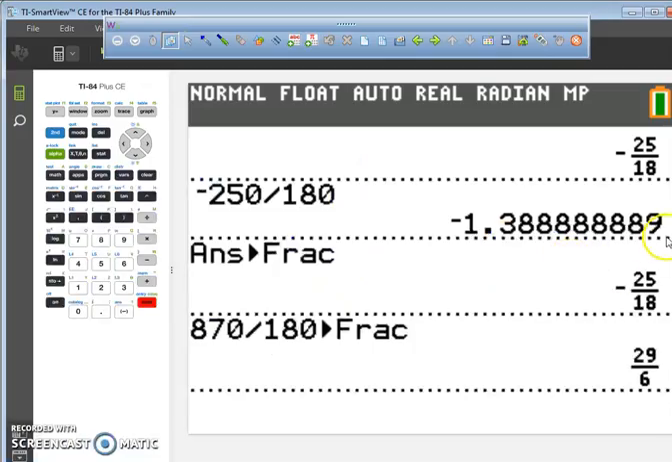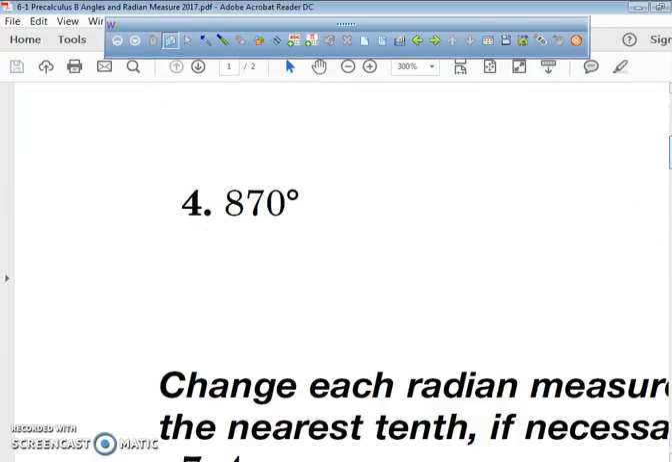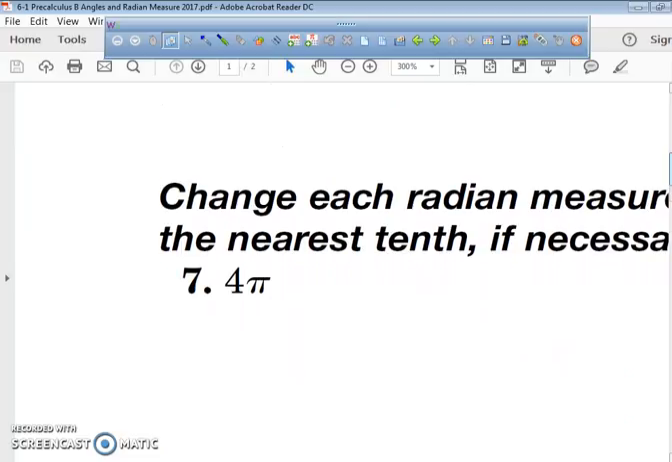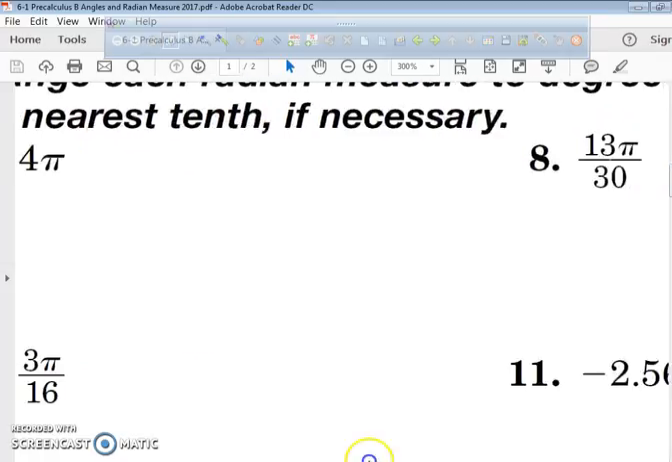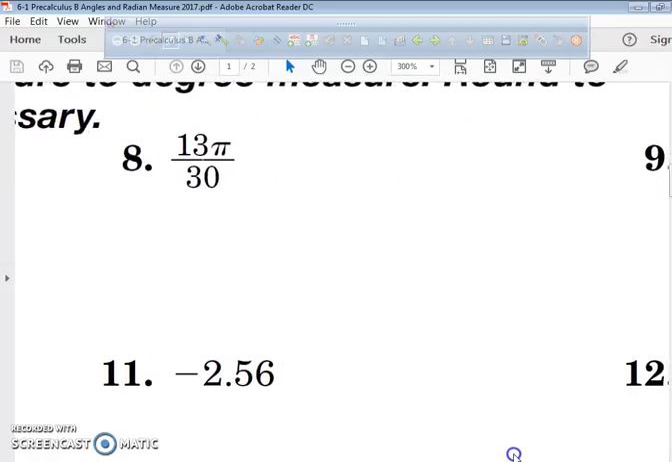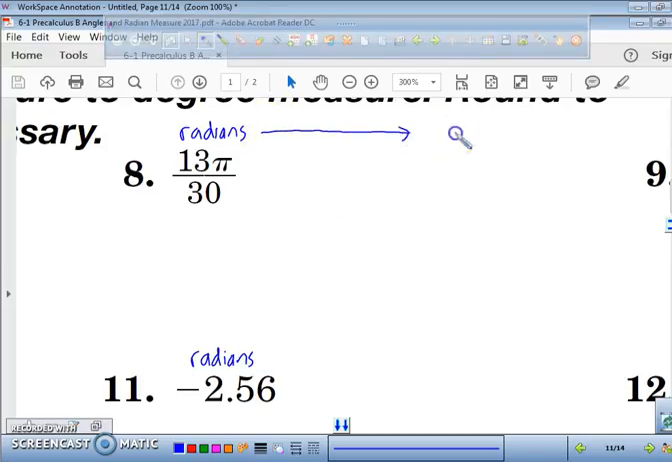What we're going to do next, alright, we're going to go down to the next part, which says change all these from radians to degrees. So we're going to go over to problems 8 and number 11. So right now, problem number 8 is in radians. And problem number 11 is already considered to be in radians. And we want to go from radians to degrees.